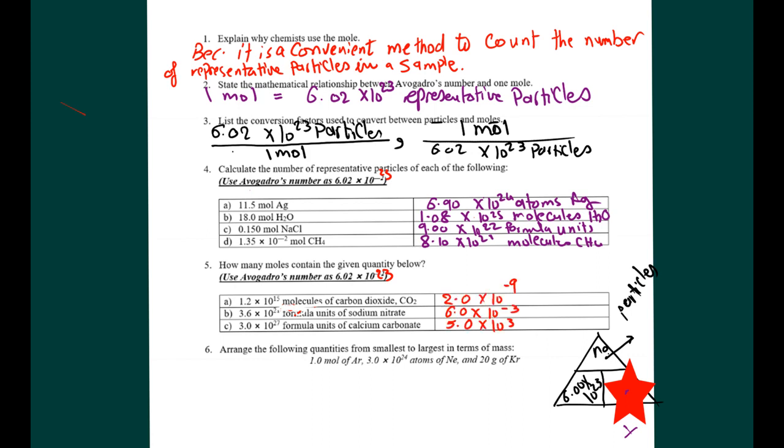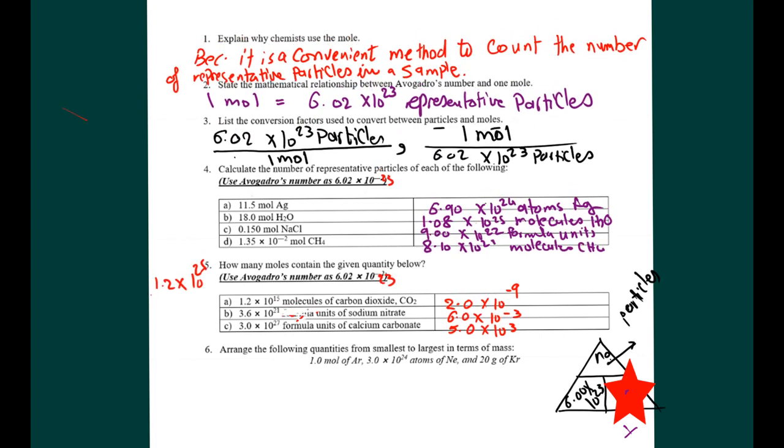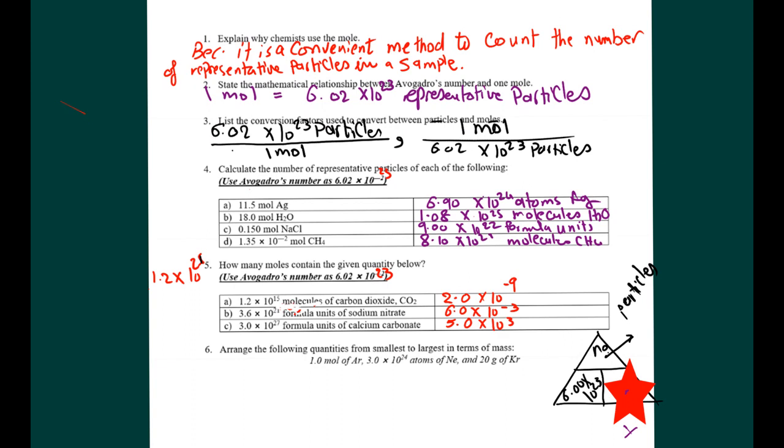Here is the correct answer. Let me show you how to get it without using a calculator. First one, 1.2 times 10 power 25 particles. You will divide it over 6 times 10 power 23. 1.2 divided by 6, like 12 divided by 6, equals 2.